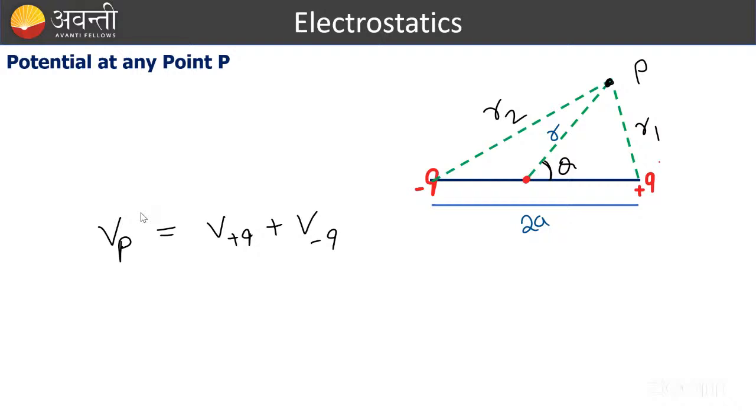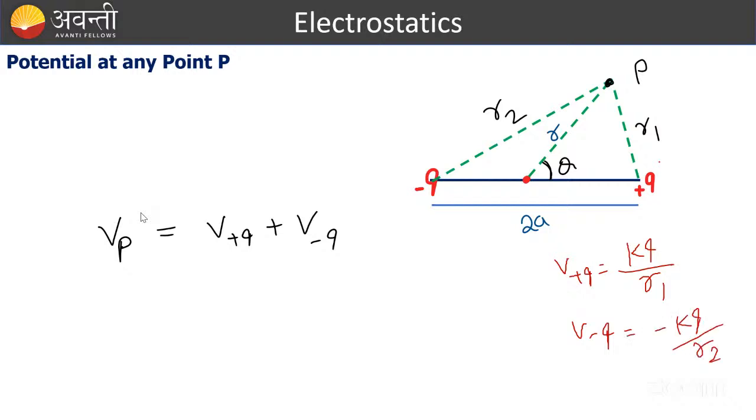सबसे पहले तो total potential at P will be because of potential of plus Q charge plus potential of minus Q charge. So potential of plus Q charge देखो कितना होगा? That will be KQ by R1. And what will be potential because of negative charge? This will be equal to minus KQ by R2.